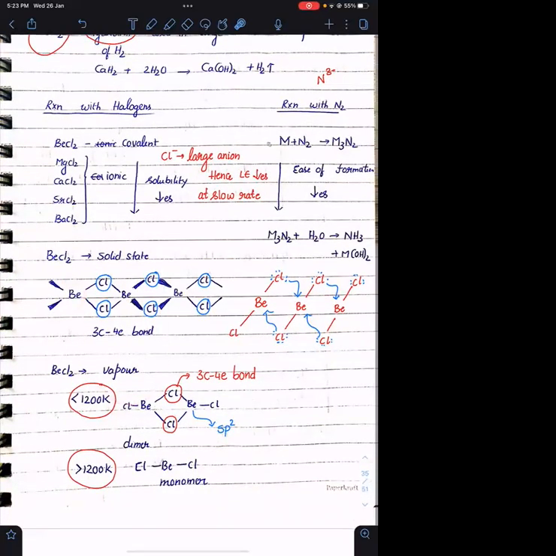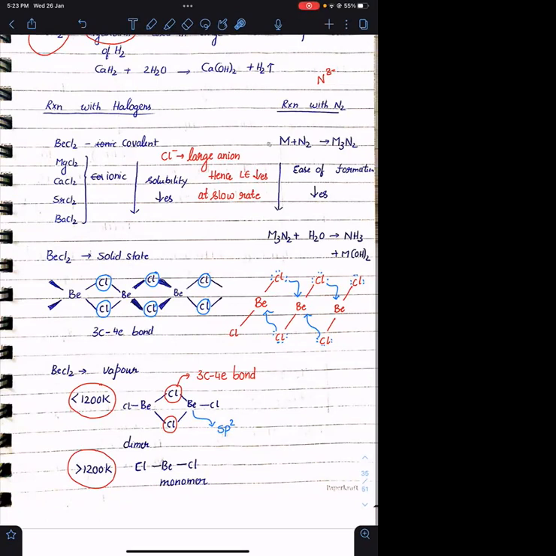Very very important. अभी questions देखेंगे हम, उसमें सब questions आपको दिखेगा. BeCl2 has a solid structure. It has a vapor structure. Vapor structure में उसका 2 forms है. It can exist as a dimer or it can exist as a monomer. At a lower temperature, it exists as dimer. At a higher temperature, it exists as monomer.